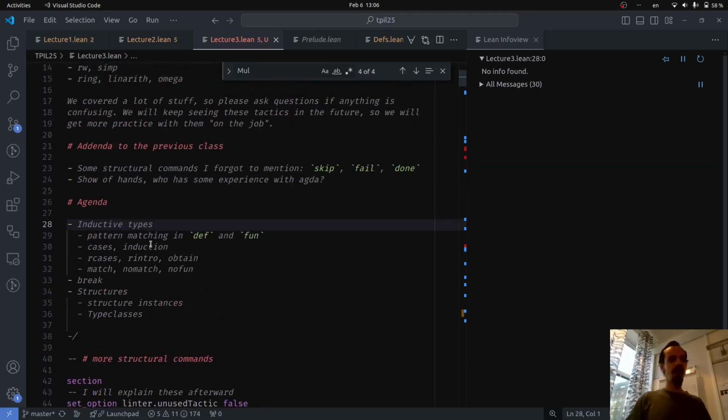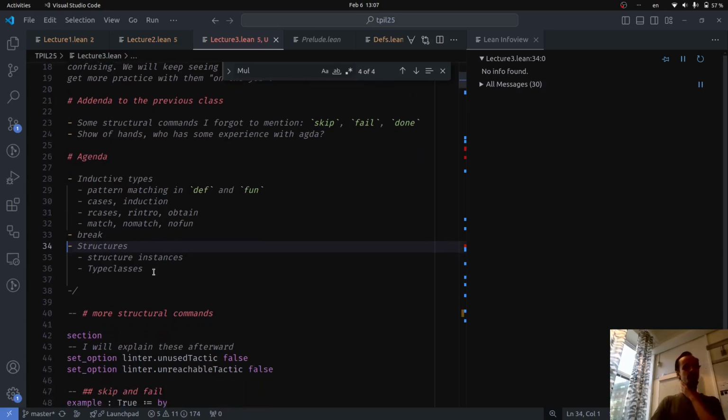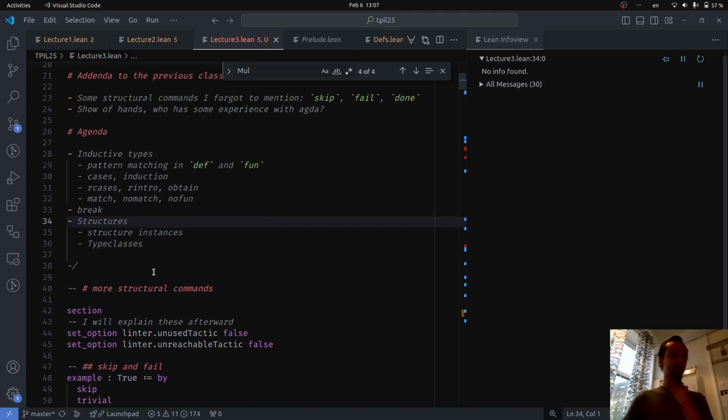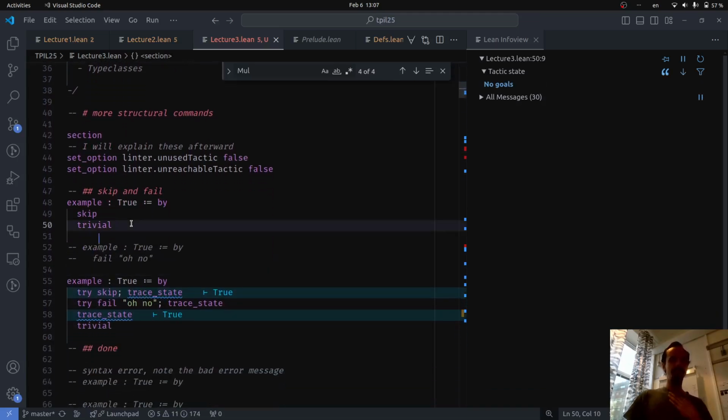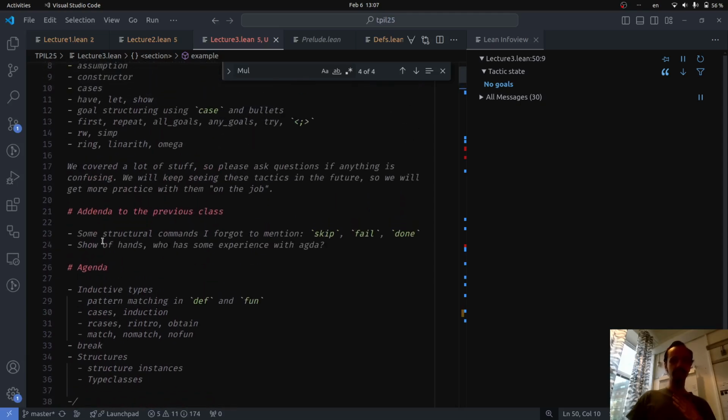So today we're going to be talking about inductive types. So pattern matching on inductive types, how you write inductive types, the cases and induction tactics, some more tactics for dealing with nested case constructions called rcases, rintro and obtain, and then match expressions and nomatch. And then after the break, we'll cover structures and type classes. So that'll be good.